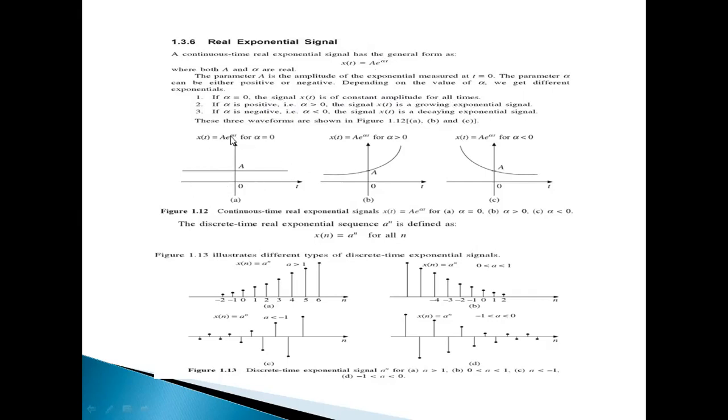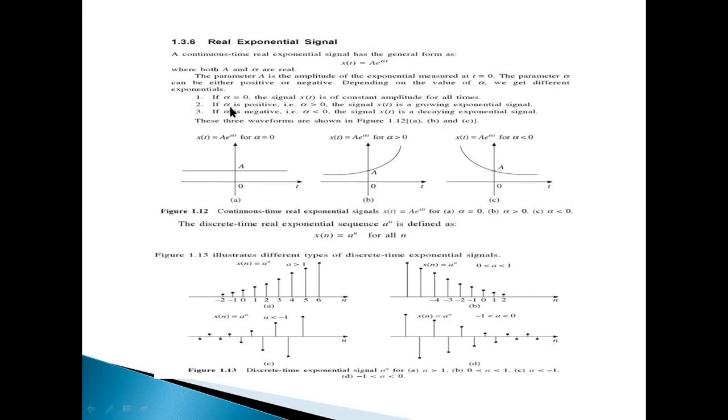x of t equals A e power alpha t for alpha equal to 0. You can substitute alpha equal to 0 in this equation. E power 0 is 1, so we have only the value A for all the values of t. Suppose A is 1, for all values of t from minus infinity to infinity, the value is 1. Suppose A is 2, for all values of t from minus infinity to infinity, the amplitude is 2. Okay, the first case.